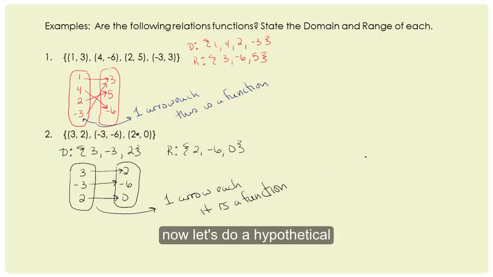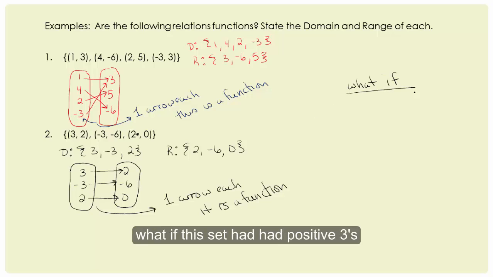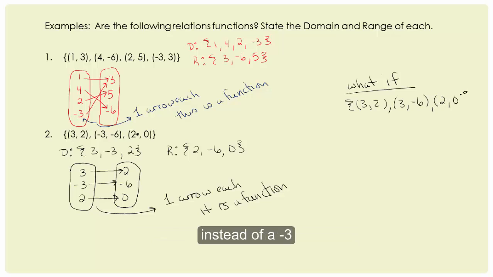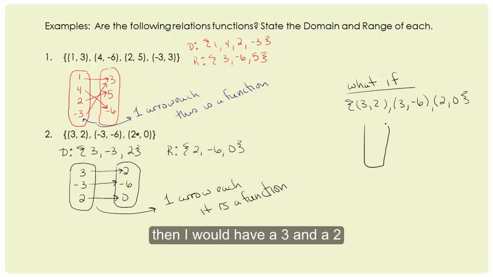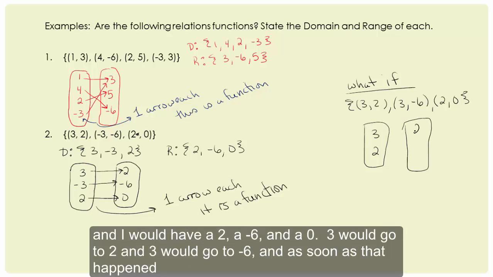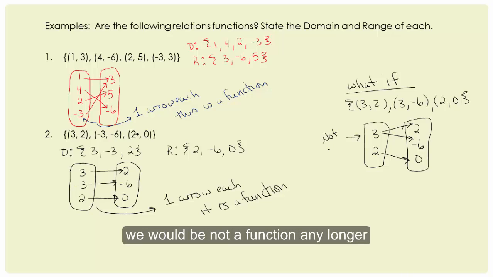Okay. Now let's do a hypothetical. What if this set had had a positive 3 instead of a -3? Then I would have a 3 and a 2, and I would have a 2, a -6, and a 0. 3 would go to 2 and 3 would go to -6. And as soon as that happened, we would be not a function any longer.